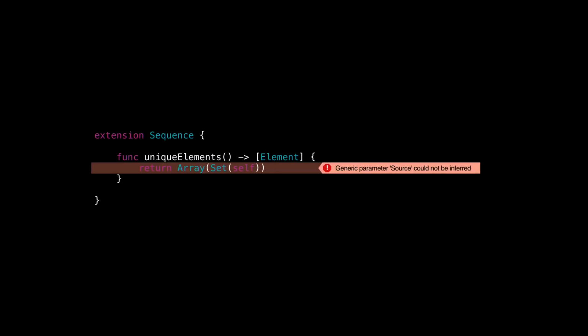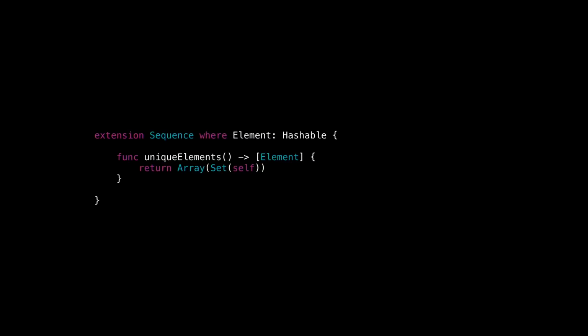What this is actually saying is element does not conform to hashable, so I can't put it in a set. And this is true and fair, okay? So we'll say extension sequence where element is hashable, only works there. But some elements are not going to be hashable by default. Some elements are not even going to be equatable. So how can we unique those elements? And another thing with this implementation, this doesn't preserve order. When you put things in a set, they could come back out in any order. And that's not necessarily what we want.